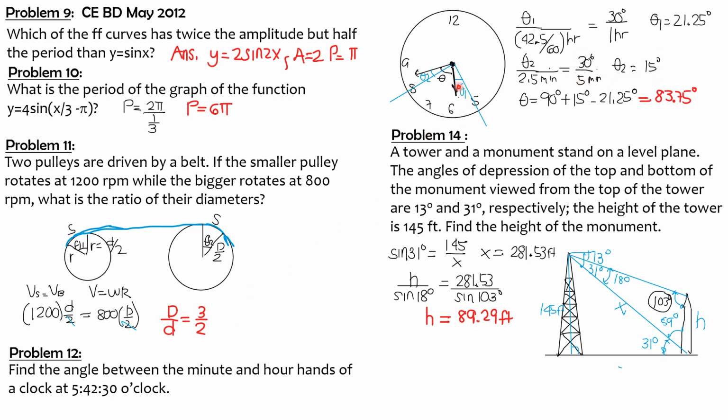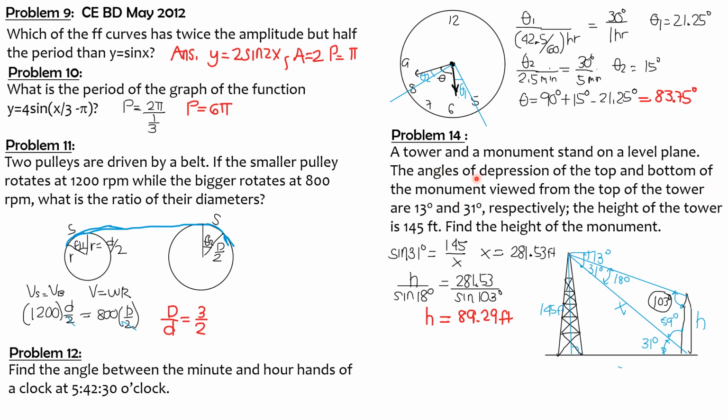Therefore, from the figure, this theta, the angle between the minute hand and the hour hand, is equal to, take note that the angular spacing from 5 to 8 is 90 degrees. 30 plus 30 plus 30, 90 degrees, then plus theta 2, then minus theta 1. So 90 degrees plus theta 2, 15 degrees, minus theta 1, 21.25 degrees. So theta, the angular spacing between the minute hand and the hour hand, would be 83.75 degrees for this specific time.